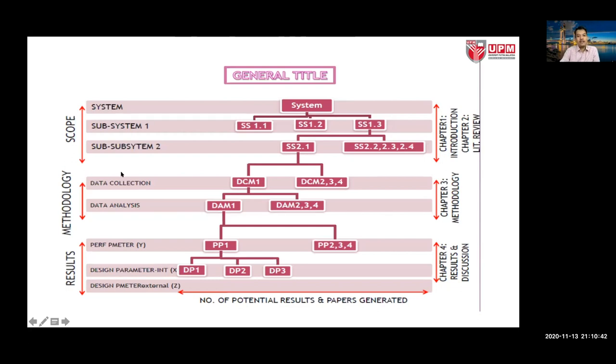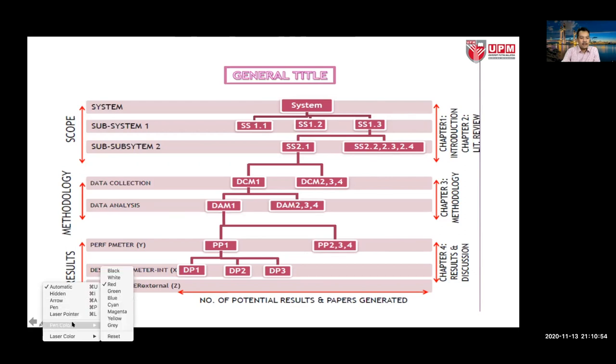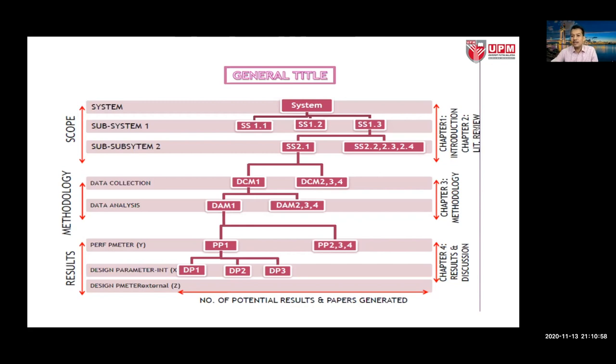In general, these are what I have shown just now, okay? In terms of the general title, you have the scope, subsystem, subsystem one, subsystem two, right? And basically, this is actually chapter number one, which includes the introduction, as well as chapter number two that includes your literature review, right? So for those who are doing part A dissertation, you focus on doing the scope, identify what is the general title, identify the system, and how many systems you have. At the end of the semester, you should be able to produce chapter 1 and chapter 2, okay?